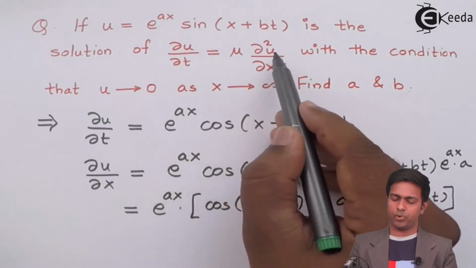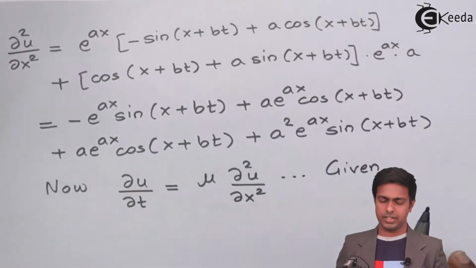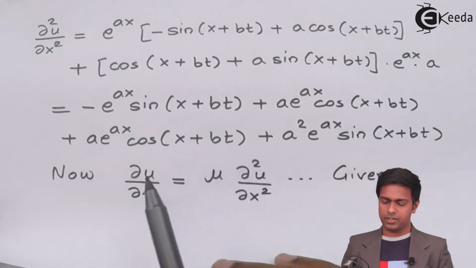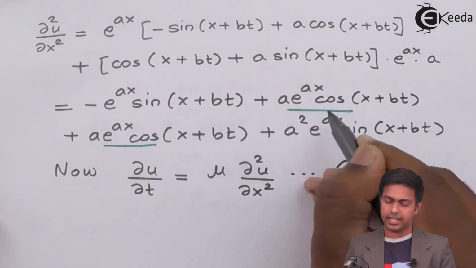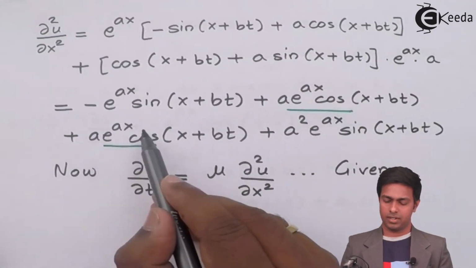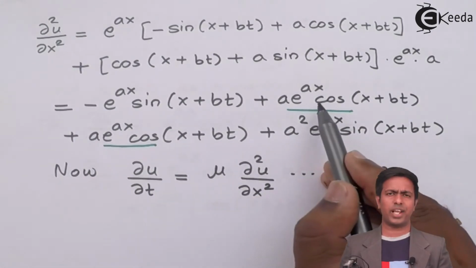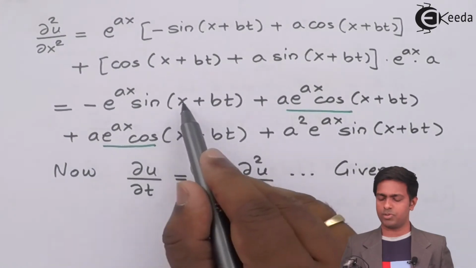Now for RHS I'll put this value and we'll multiply by mu. So this is the value of RHS. Now guys, in this value you can observe these two terms. So these two terms are exactly similar. So I can say that this term is 2 times. If I add these two terms, we'll get 2 times a e to the power ax cos of x plus bt, and these two terms will remain as it is.